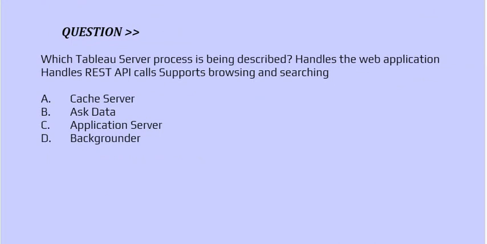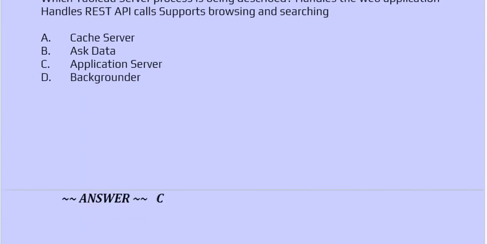Next question is which Tableau server process is being described? Handles the web application, handles REST API calls, supports browsing and searching. Option A, cache server. Option B, ask data. Option C, application server. Option D, backgrounder. Correct answer is option C.